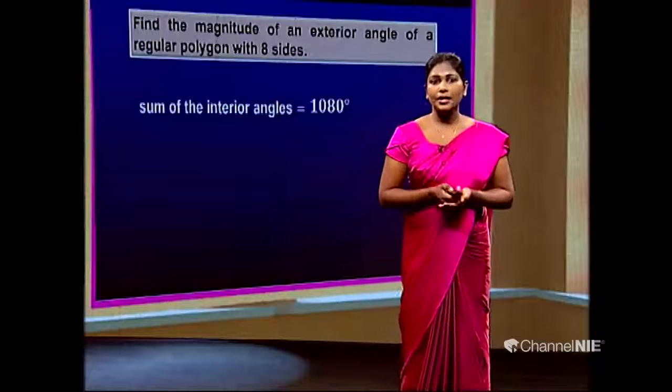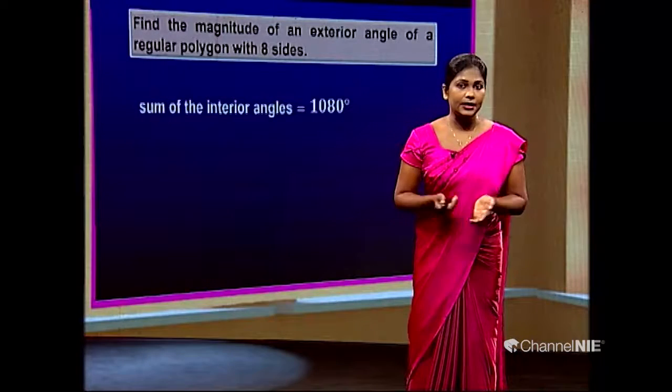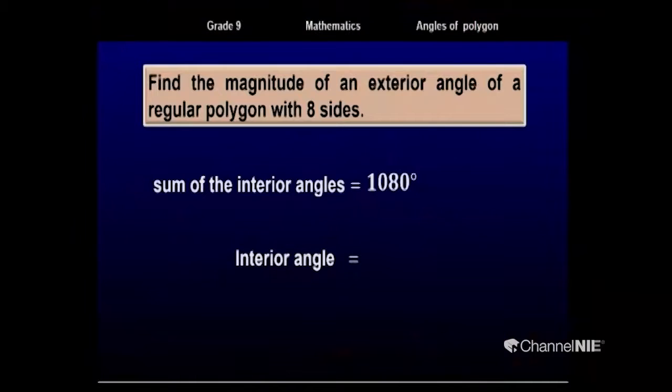Here we have to find the magnitude of an interior angle. So what do we have to do? Look at that. The sum of the interior angles is equal to 1080 degrees. So the interior angle is equal to 1080 degrees divided by 8. Why do we have to divide by 8? Because this is a regular polygon.